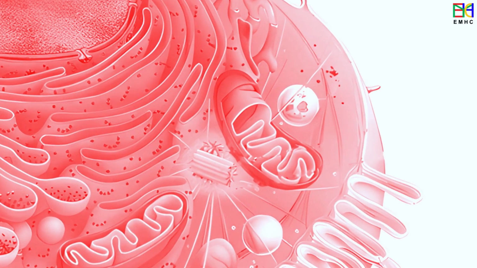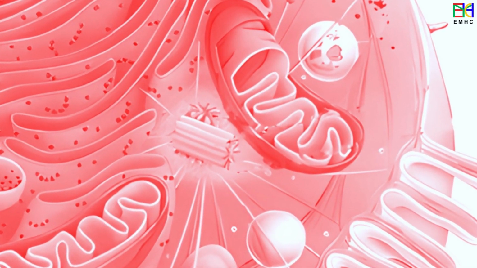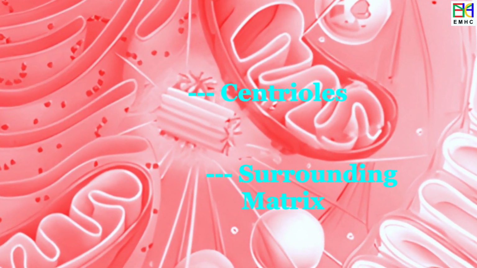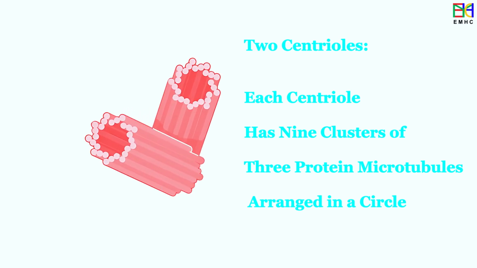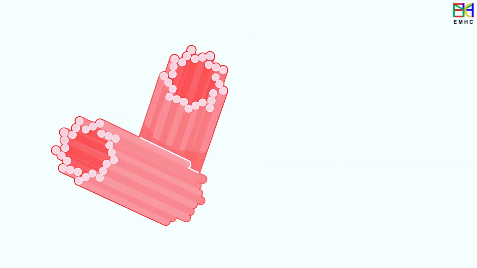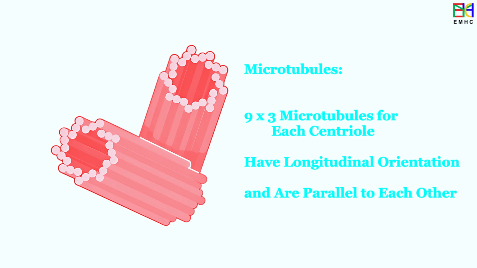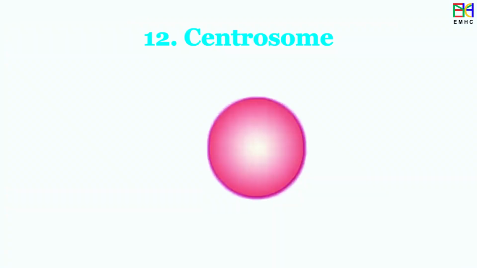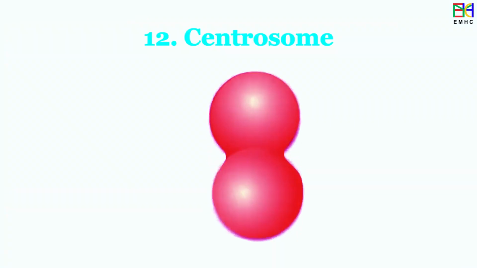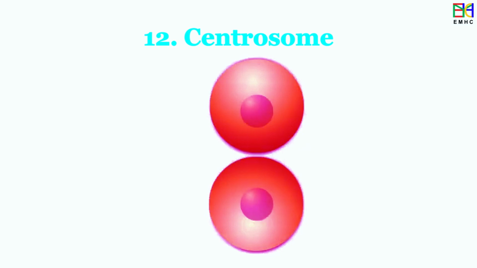There are two mutually perpendicular small cylindrical structures known as centrioles and the surrounding matrix within the centrosome. Each centriole consists of 9 evenly spaced clusters of 3 proteinaceous microtubules arranged in a circle. The microtubules have longitudinal orientation and are parallel to each other. Most human cells have one centrosome. Centrosomes play a crucial role in organizing the microtubules and cell division.